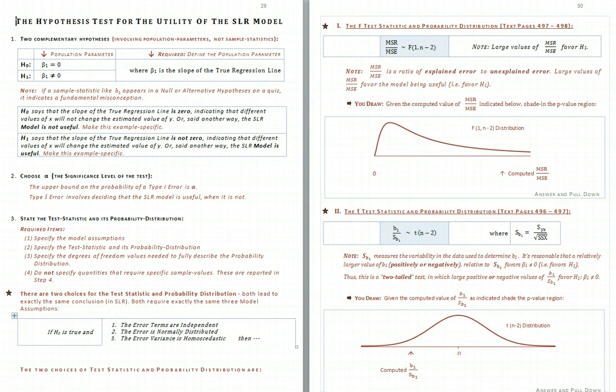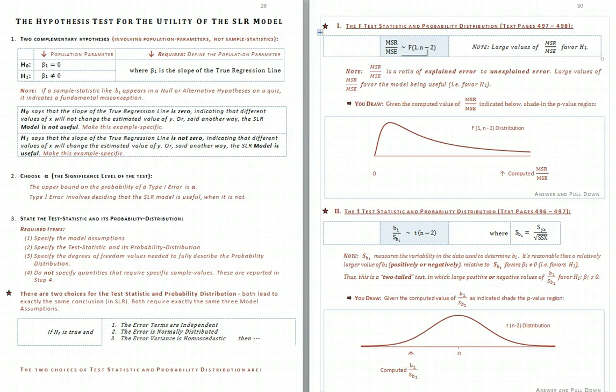There is a choice of two statistics, an F statistic and a T statistic. Both statistics result in identical p-values and thus identical decisions in simple linear regression. We present both statistics because they're used in multiple linear regression to test different things.